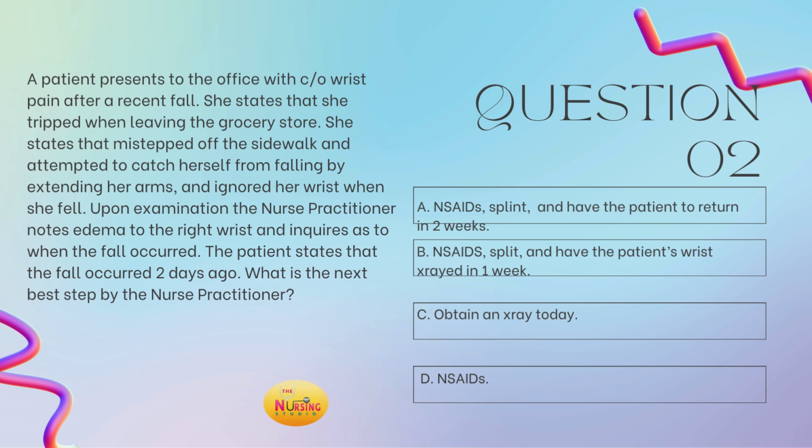Is it A, NSAIDs, splint, and have the patient return in 2 weeks? B, NSAIDs, splint, and have the patient's wrist x-rayed in 1 week? C, obtain an x-ray today? Or D, NSAIDs? Take a moment and tell me what you got in the comments.